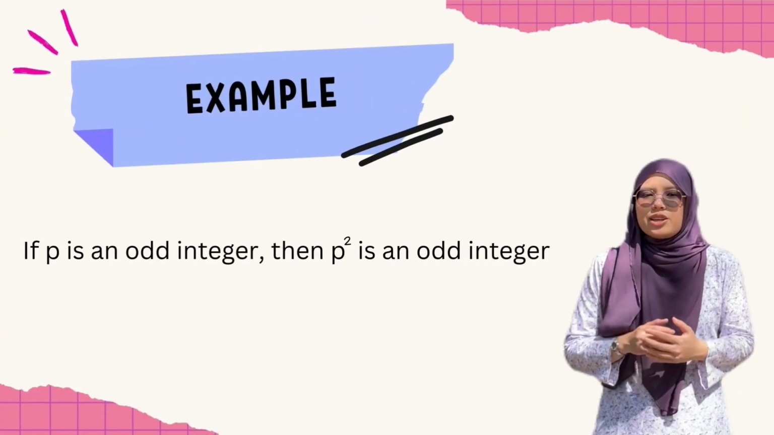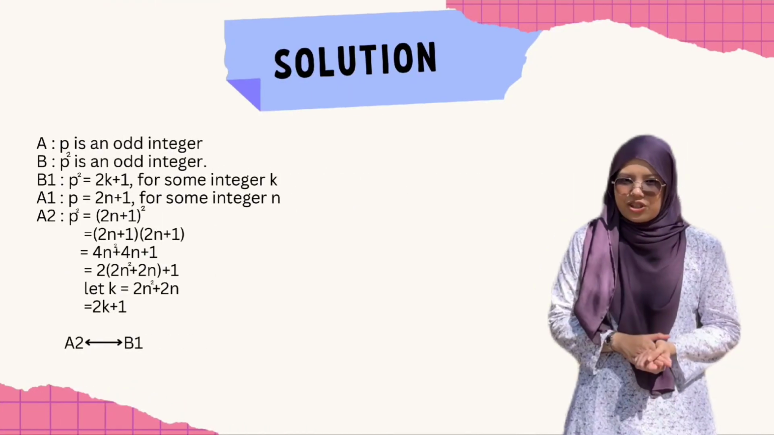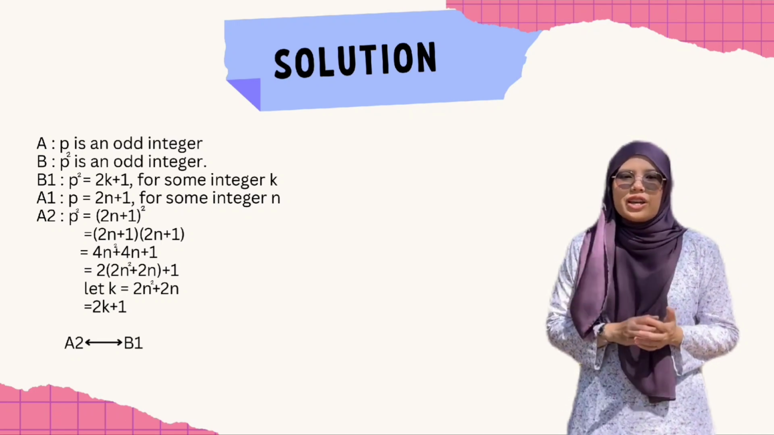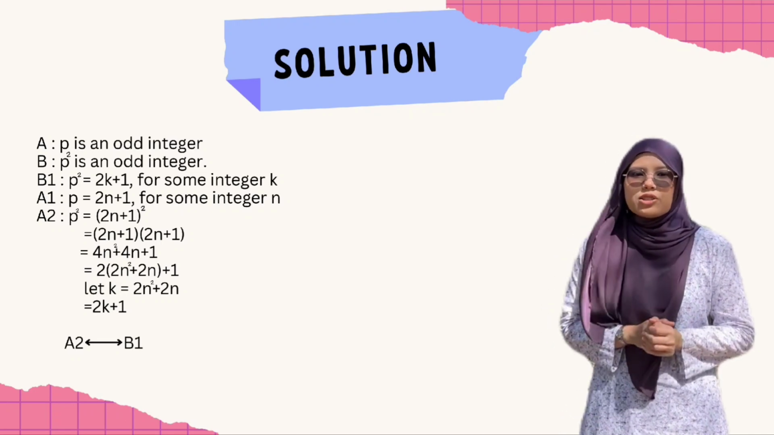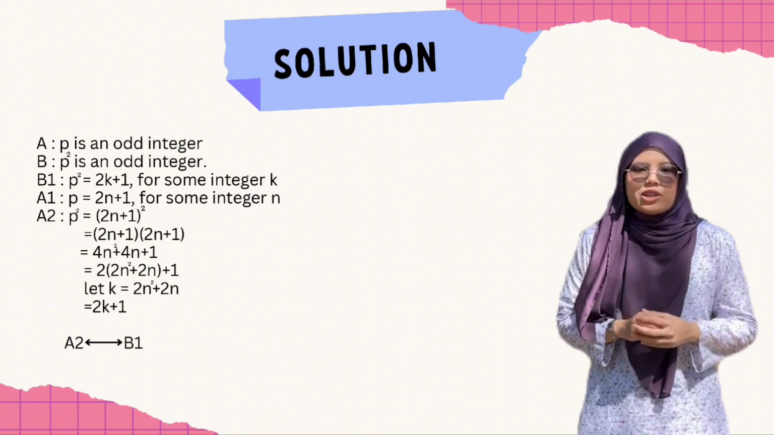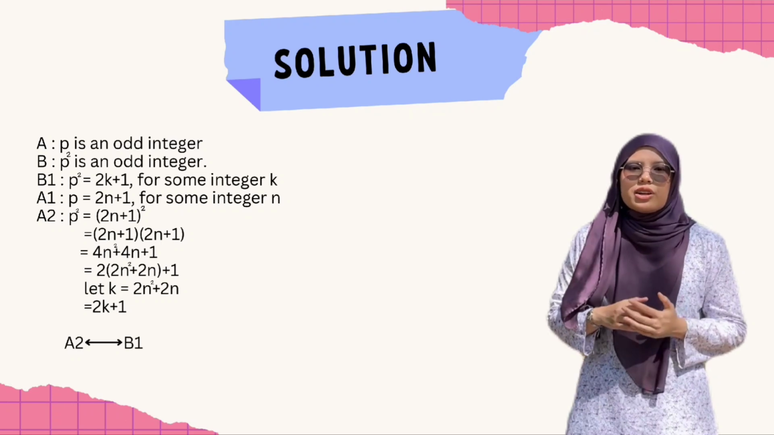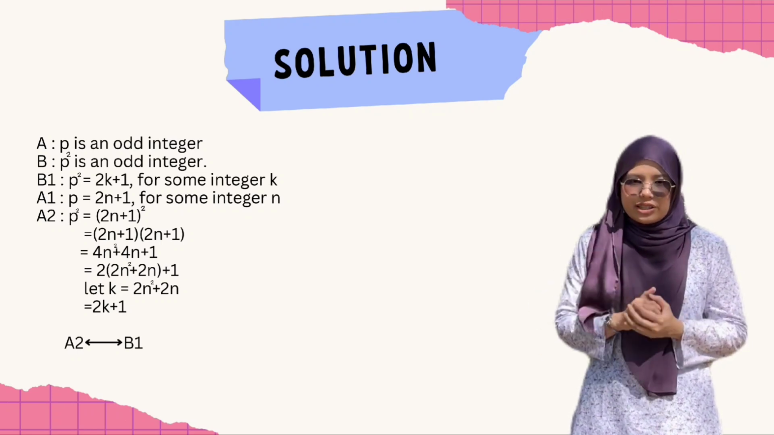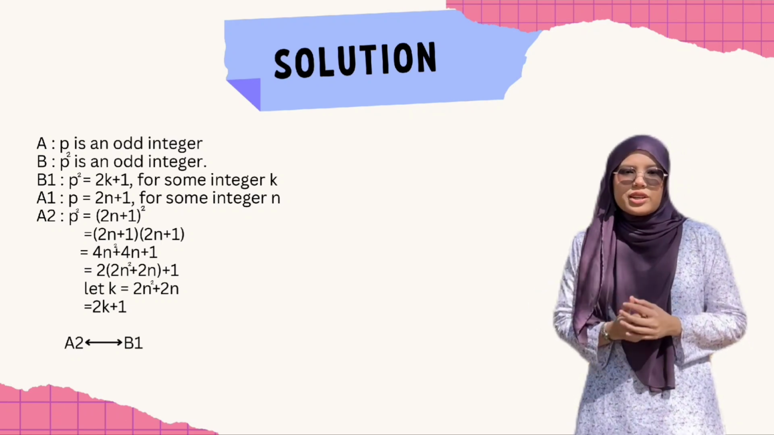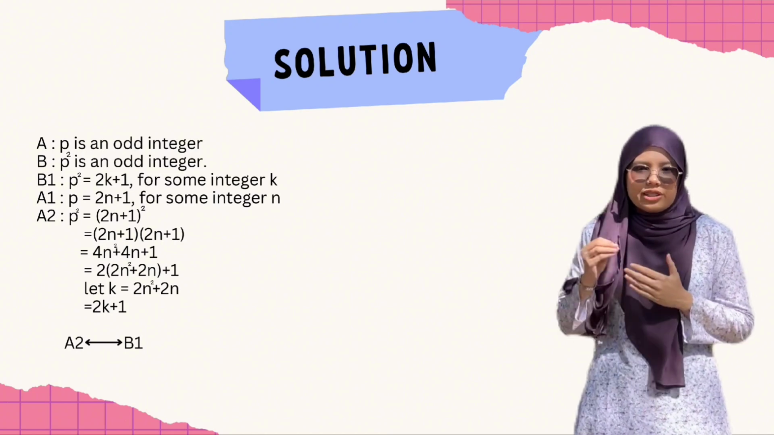Second example: if p is an odd integer, then p squared is an odd integer. For this solution, statement A is p is an odd integer, while statement B is p squared is an odd integer. For the backward process, p squared equals 2k plus 1 for some integer k. This is according to the meaning of an odd integer. Then we move to the forward process. p equals 2n plus 1. Is this because of the meaning of an odd integer also?